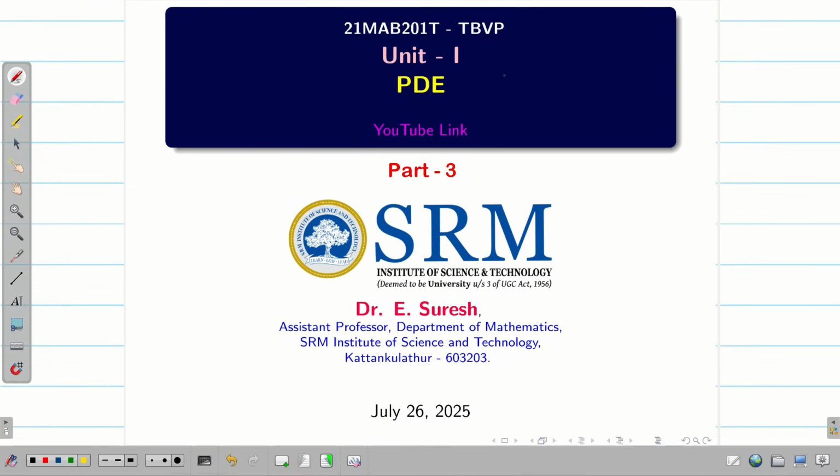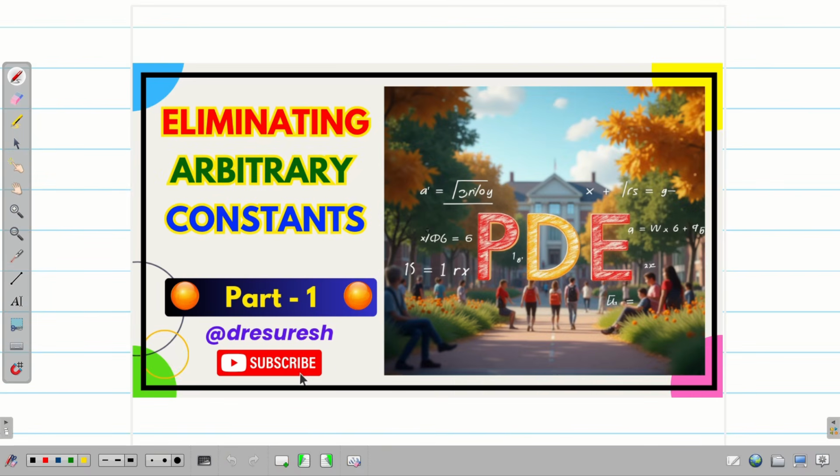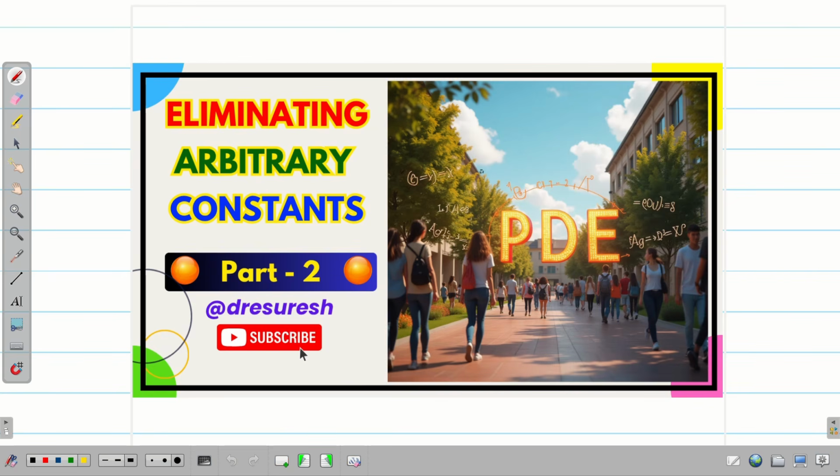Dear students, welcome to the problem solving session on partial differential equation part 3. In this unit, at first we see two videos how to eliminate arbitrary constants from the given equation to form the PDE. Now in this session, we are going to deal how to eliminate arbitrary functions from the given equation to form the PDE. Let us go into the problem.